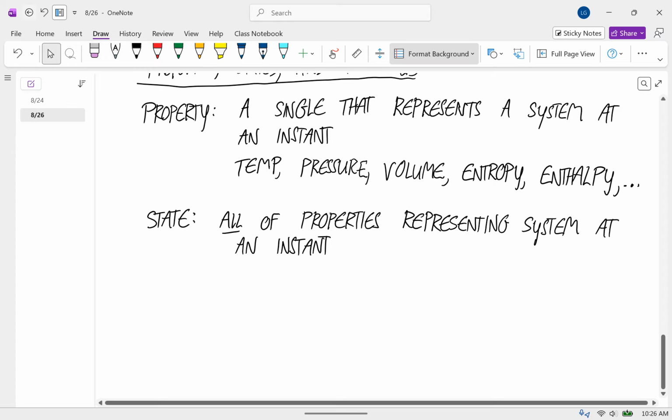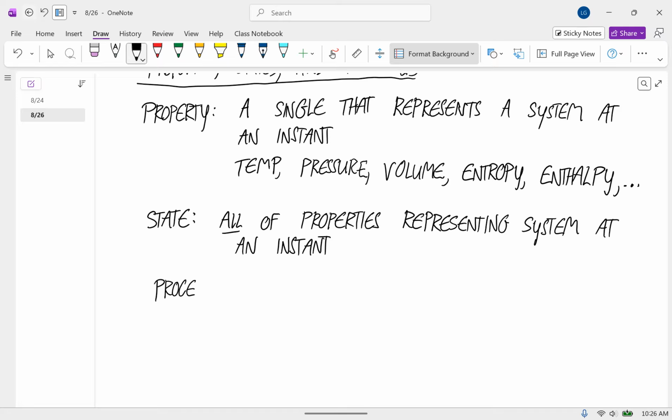A process is a little different. A process doesn't deal with a single instant. It deals with the transition between two states.